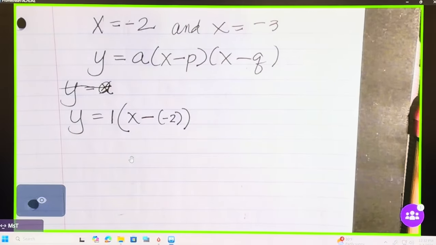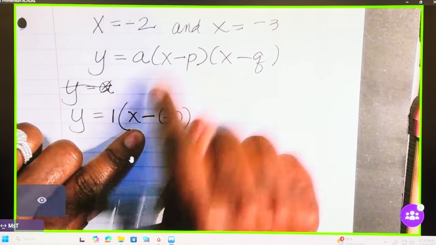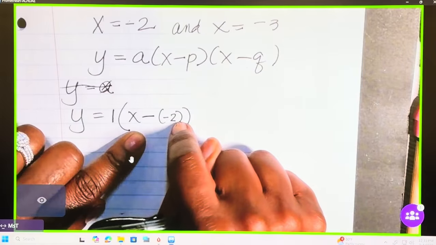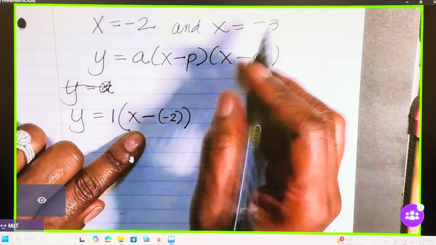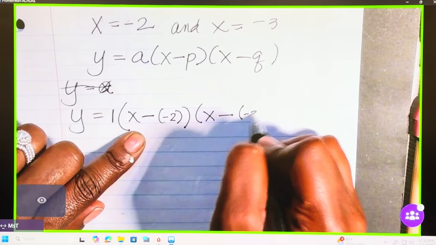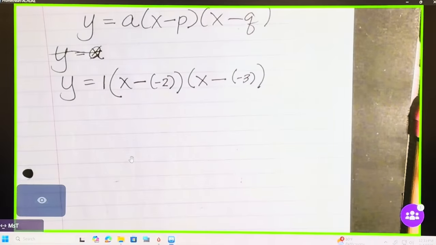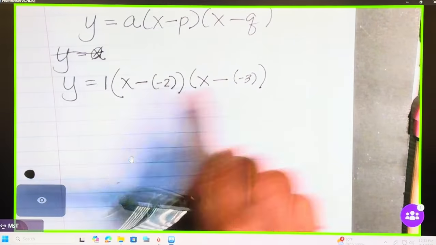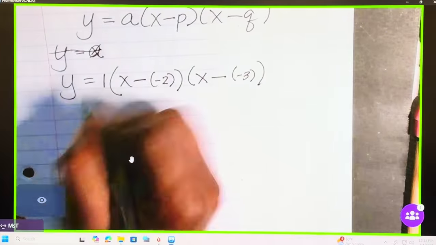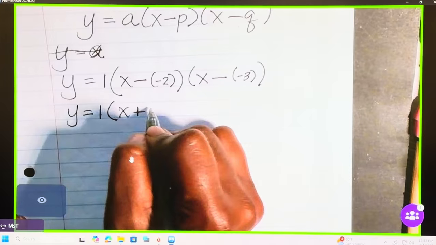Y'all with me? This minus was already here. That's not the minus from my negative 2. My negative 2 got its own minus in place of p. Now, let's do the other one. X minus negative 3. Is everybody following? Yeah. Clean it up. Let's clean it up. What do you think I want to clean up? These double negatives. What does these double negatives become? Positive. So now I got y equals 1 times x plus 2.